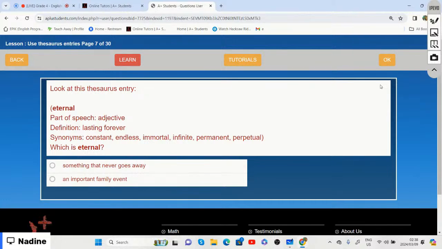So, which is eternal? Eternal means lasting forever, it's permanent, it's immortal, it's endless, it's constant, right? Is it something that never goes away? Or is eternal an important family event?